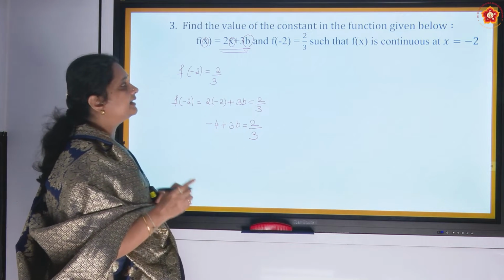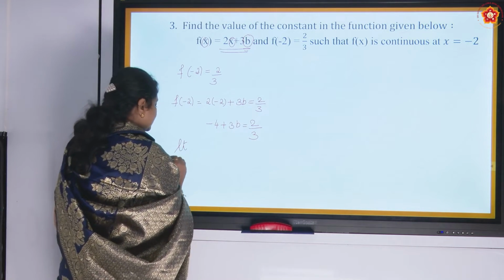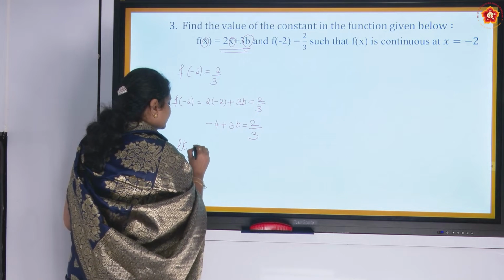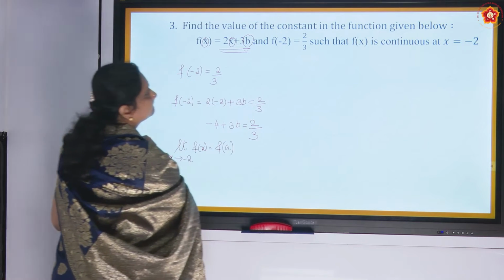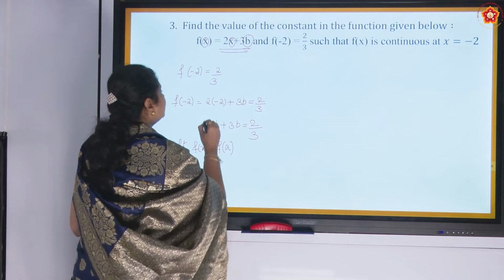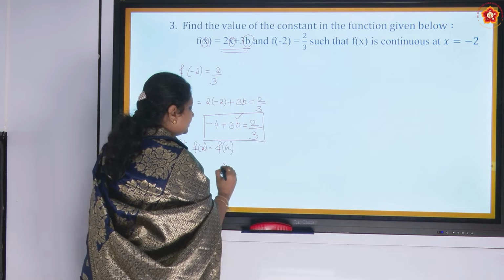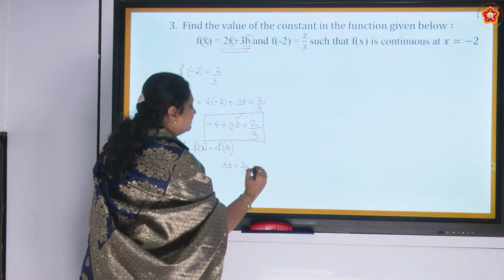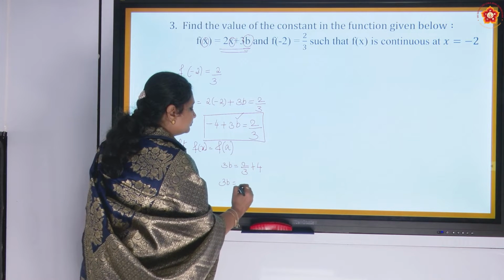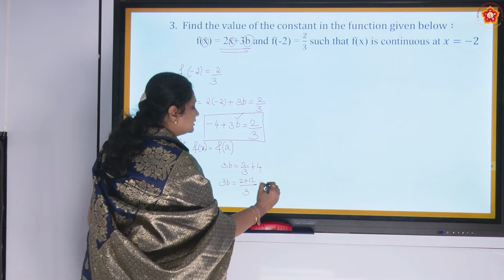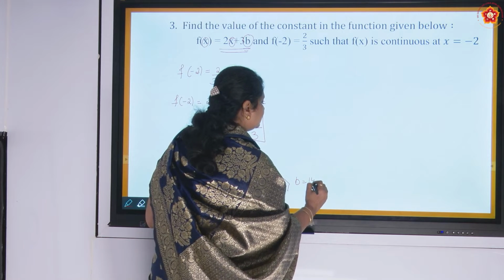And it also says that f of x is continuous at x is equal to minus 2. Meaning limit x tending to minus 2, f of x is equal to f of a. So I can clearly say that f of minus 2 is this. So from here I can find the unknown. 3b is equal to 2 by 3 plus 4. So I have 3b is equal to 2 plus 12, that is 14 by 3, and this clearly implies that b is equal to 14 by 9.